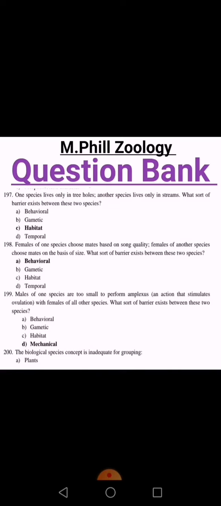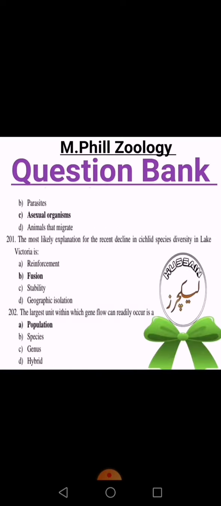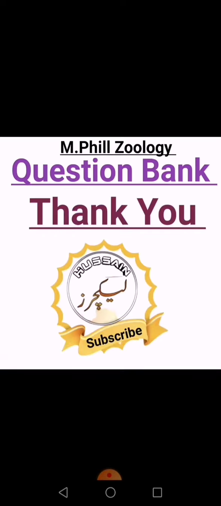The biological species concept is inadequate for grouping. Option C is right. Asexual organisms. The most likely explanation for the recent decline in cichlid species diversity in Lake Victoria is fusion. Option B is right. The largest unit within which gene flow can readily occur is population.